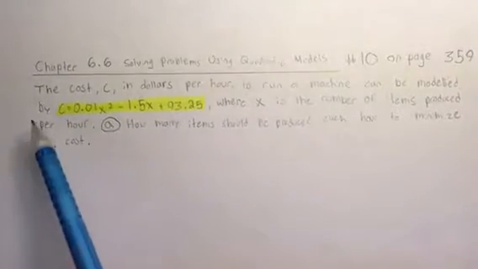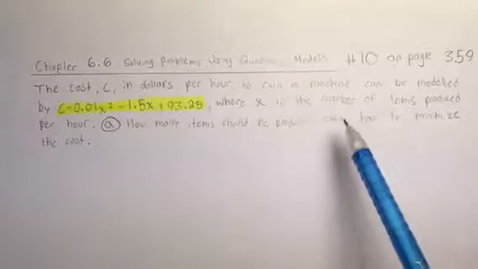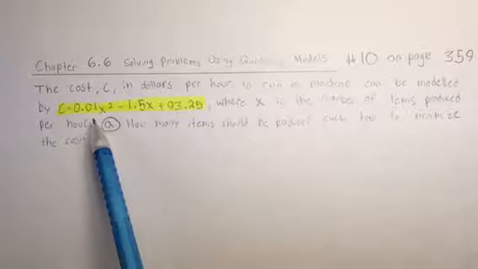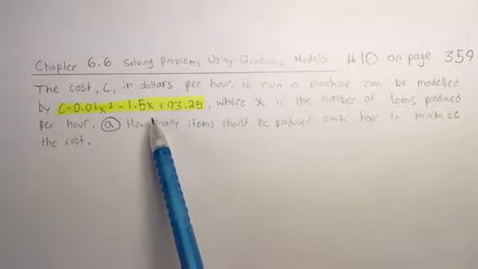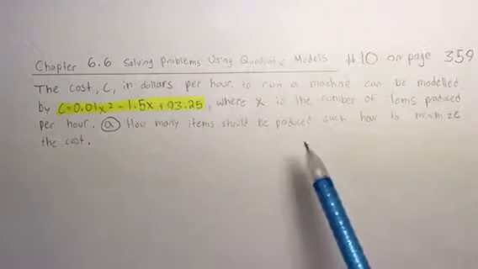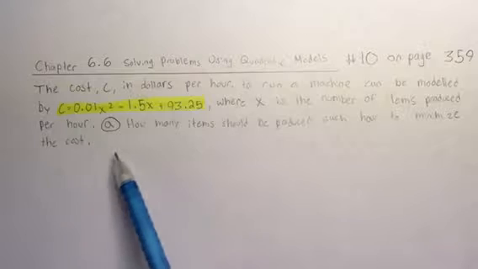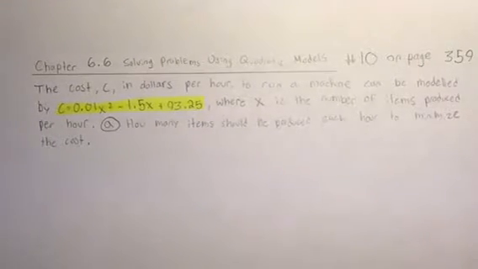The question asks: the cost C in dollars per hour to run a machine can be modeled by C equals 0.01x squared minus 1.5x plus 93.25, where x is the number of items produced per hour. Part A asks, how many items should be produced each hour to minimize the cost?